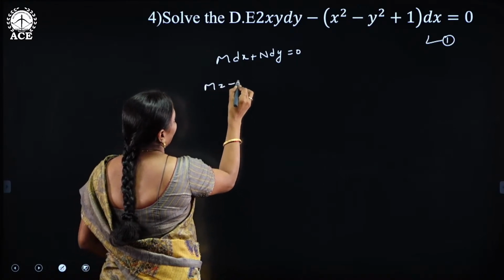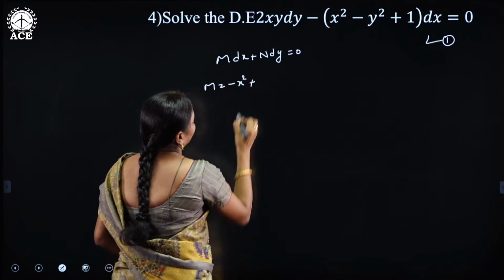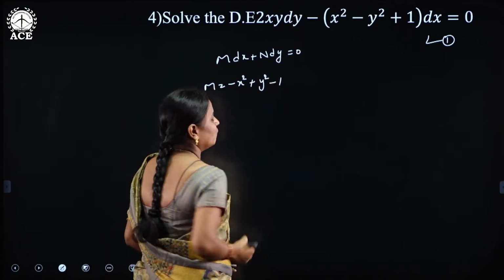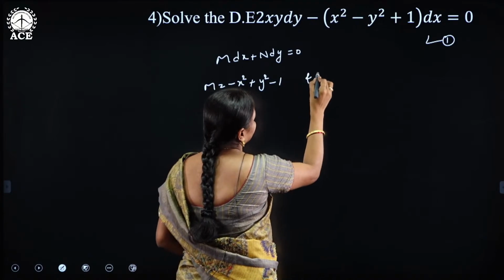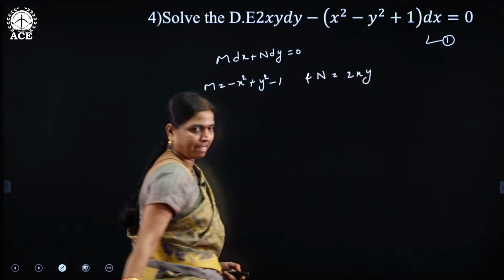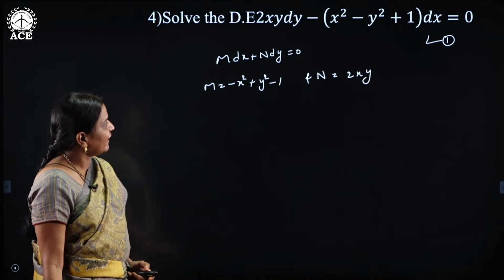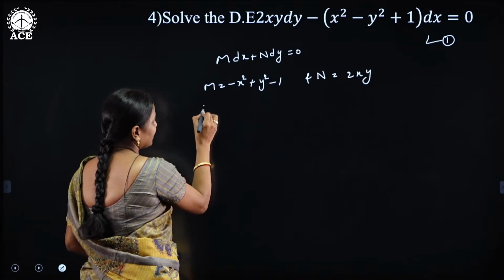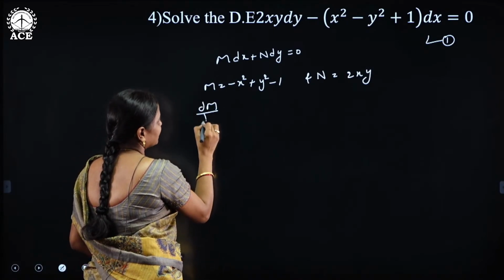M is equal to minus x square plus y square minus 1. And what is the n? N is equal to 2xy. So after identifying the m and n, next partially differentiate m with respect to y.